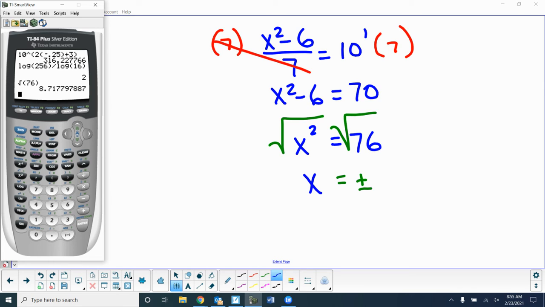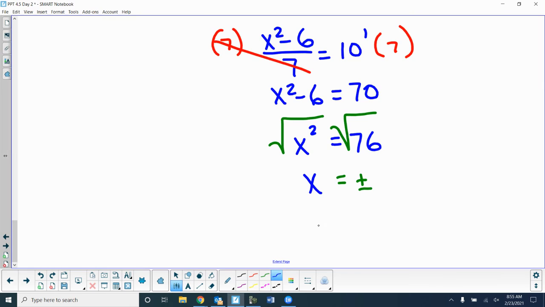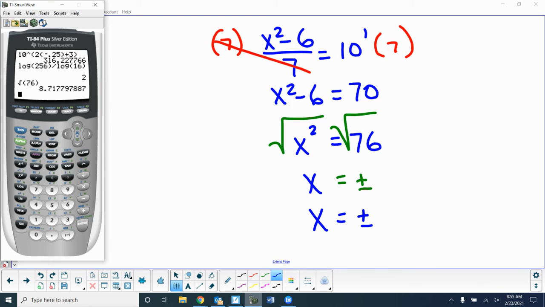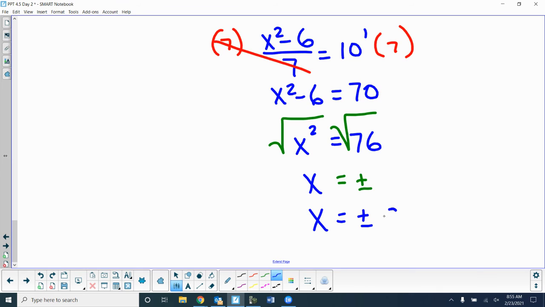So to 3 decimal places. So 8 point what? 718.